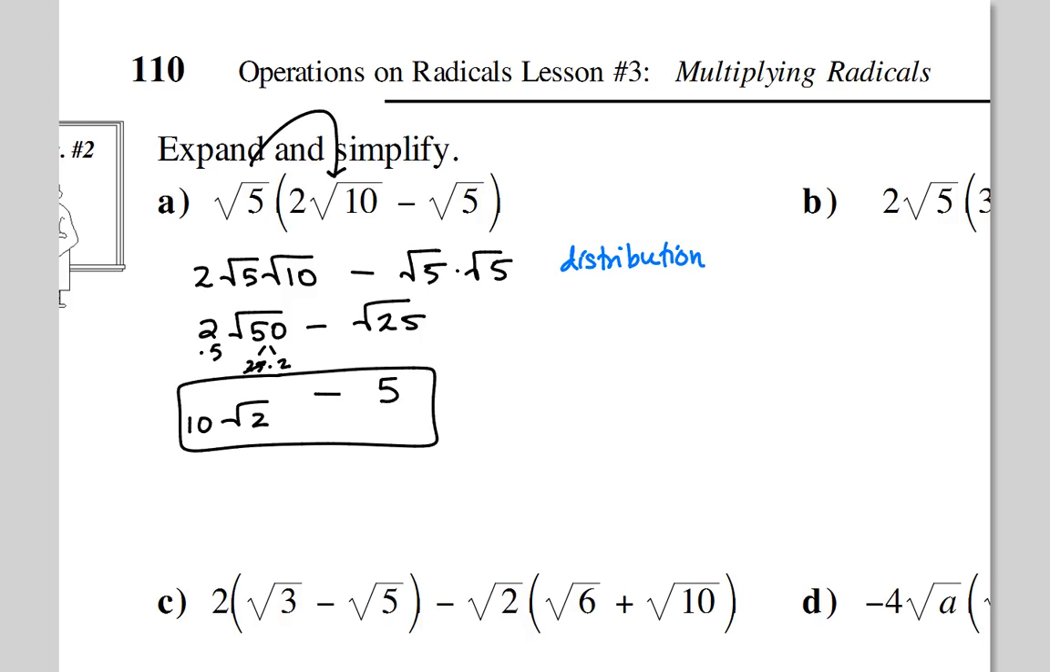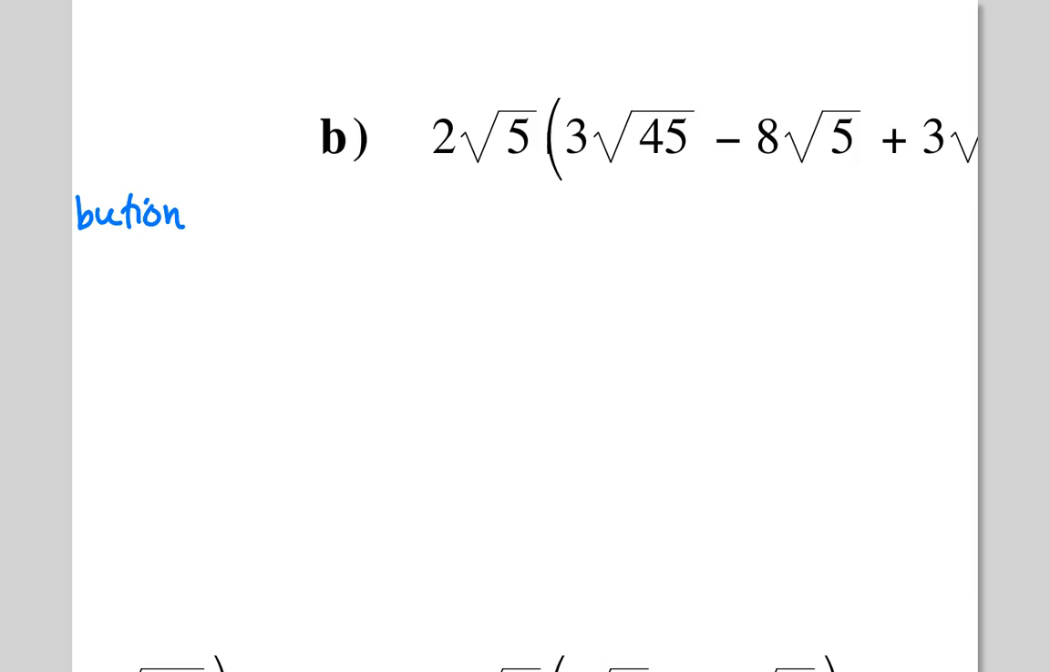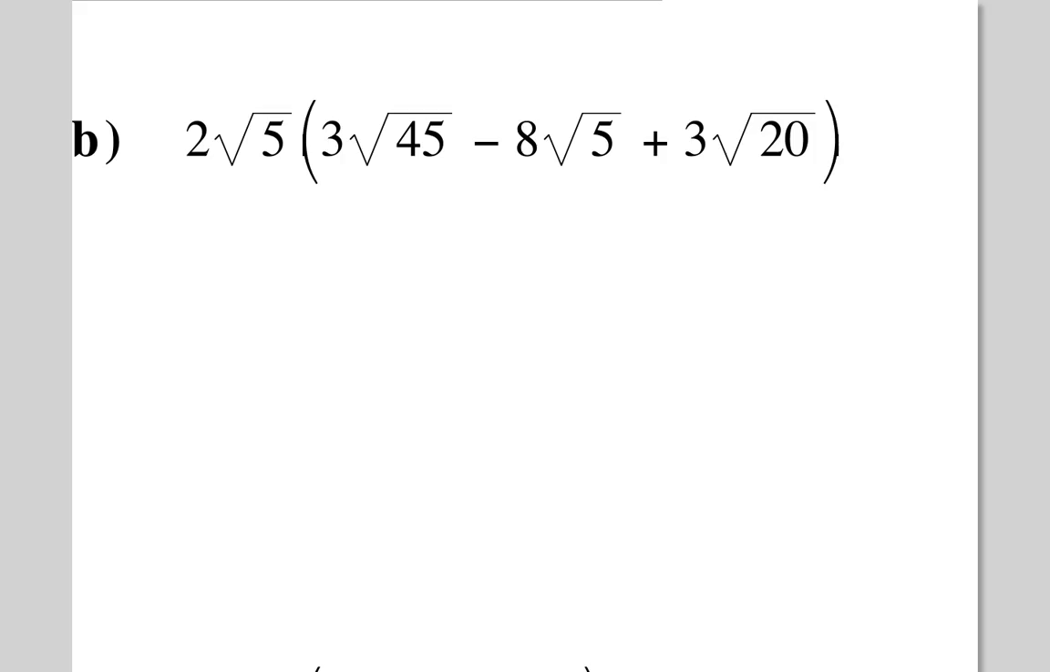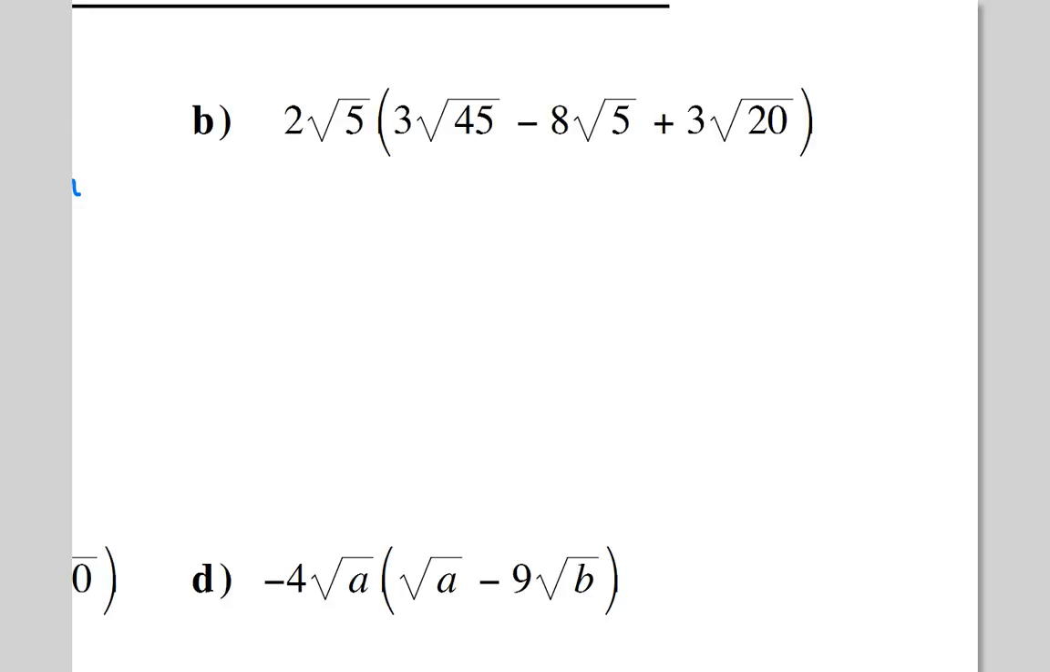Any questions so far? Looks like you guys are doing okay. Okay, so what's happening with this one? The 2 root 5 has to do what? Distribute onto all of them or just one of them? All of them? Okay. So let's just do the first one. Do you want me to write the distribution step or just get into it?